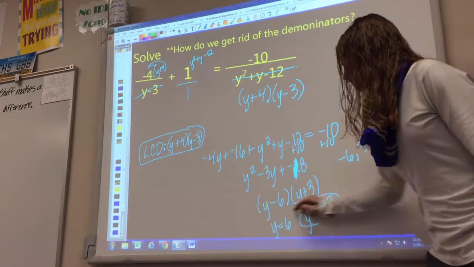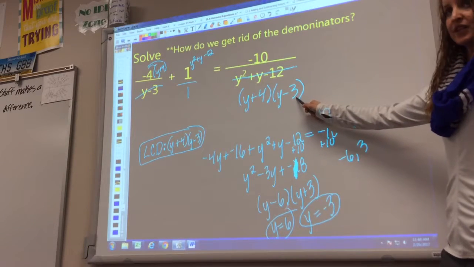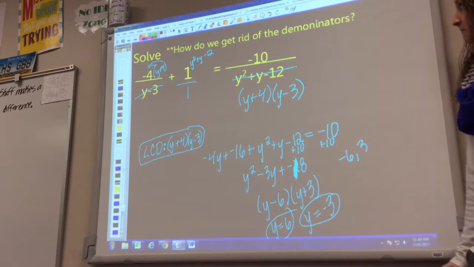Hey, are either one of these extraneous? No. Wait. No, because what would make this one extraneous? If that was positive, a positive 3. Since we got a negative 3, it's okay.